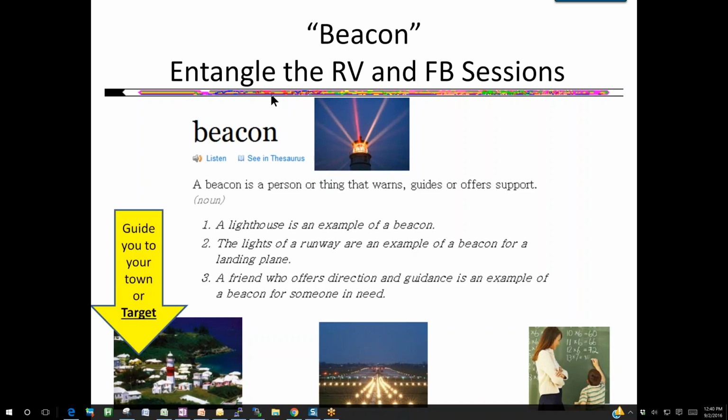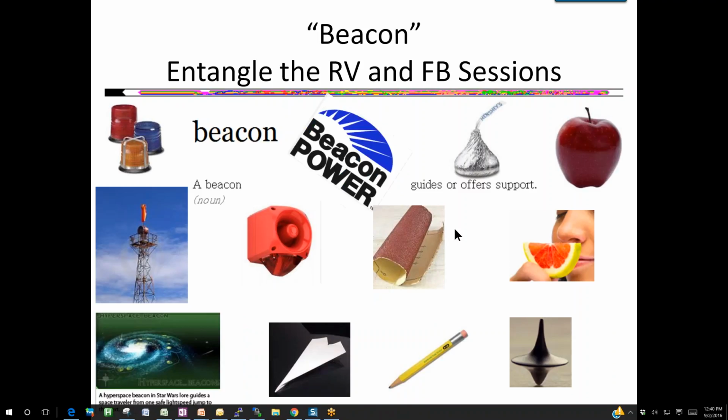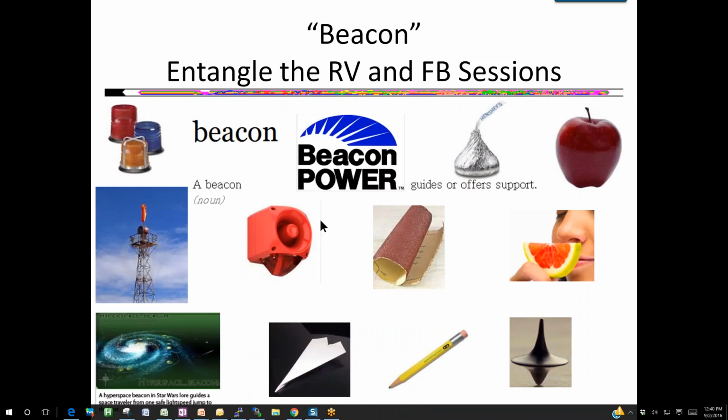Now, here's just an example. A beacon is not your target, but it might get you close to the target. Hey, go to the lighthouse here and then look for the yellow house. Go a little east, 100 yards, and you'll find what your target is. The beacon gets you close. Lots of different kinds of beacons. I love this graph and beacon power.